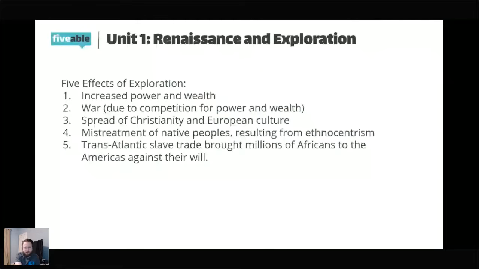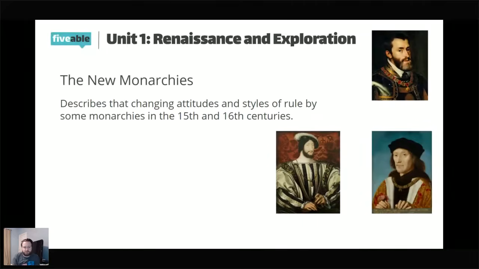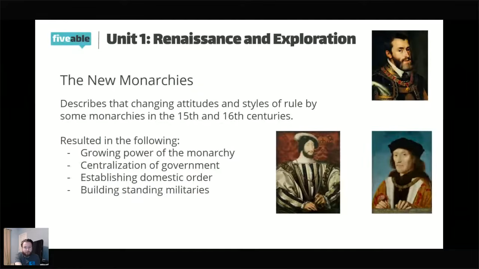Last thing I'm going to talk about with Unit 1 is the new monarchies. Okay, this describes the changing attitudes and style of rule by some monarchies in the 15th and 16th centuries. All right, resulted in the following effects, though: growing power of the monarchy, centralization of government, and the establishing of domestic order, the building of standing militaries, and finally the creation of a national feeling, sentiment, attitude, whatever you want to go with. So these new monarchies, this wasn't happening in every country, but it was happening in a lot of countries, and we can kind of turn to a few specific ones here.